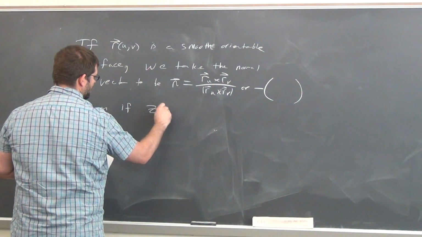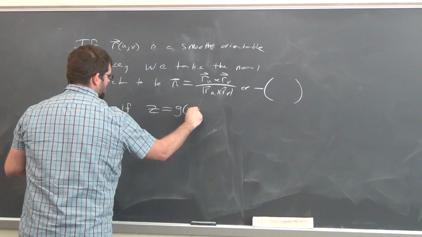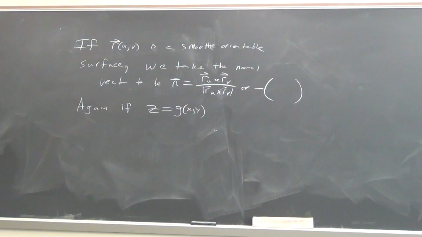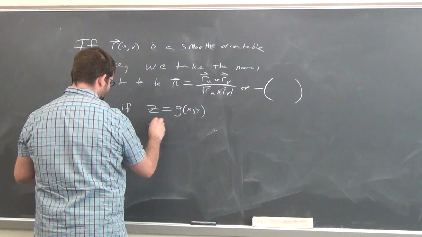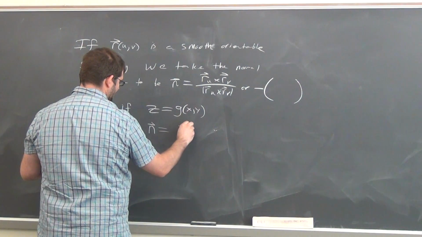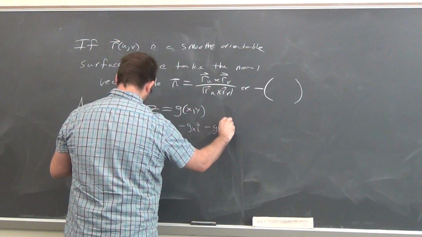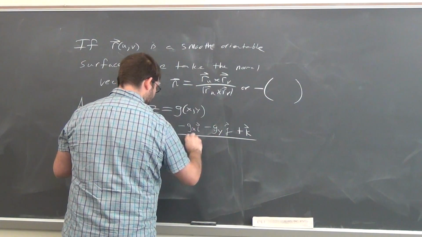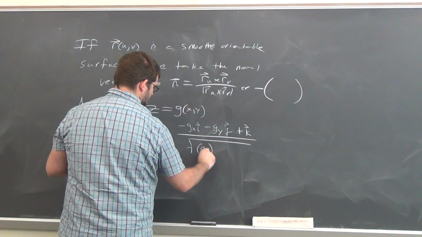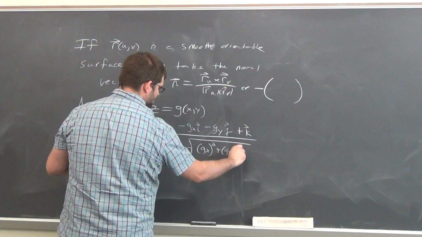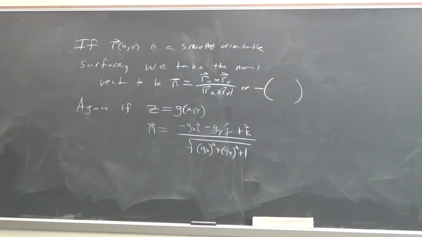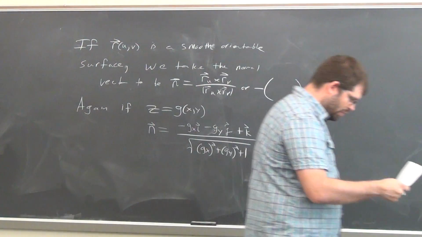And again, if we're in the situation where our surface is just given as z equals g of x, y, we have a simplified formula, which is simply negative g sub x i minus g sub y j plus 1k over the magnitude, that same magnitude we saw back in the last section when we talked about surface area. Come up with that equivalent formula.